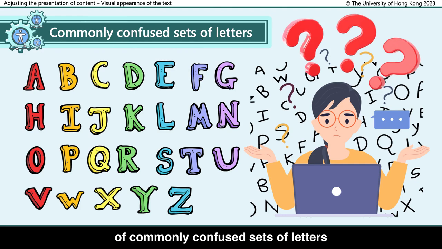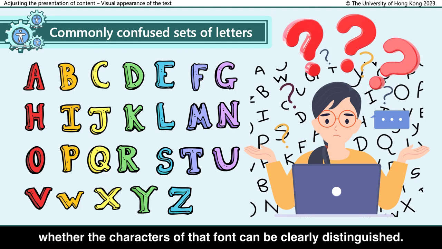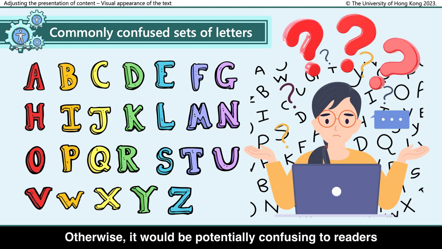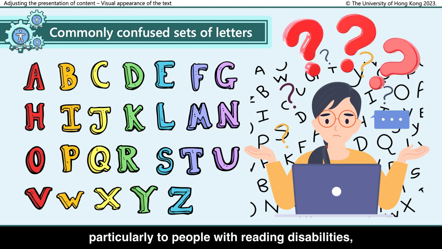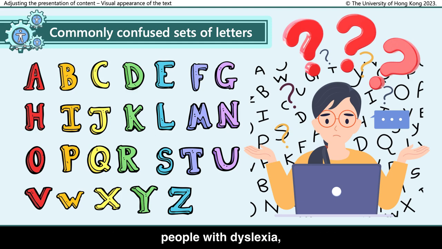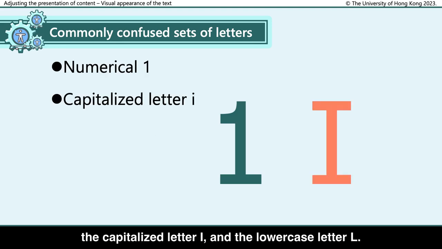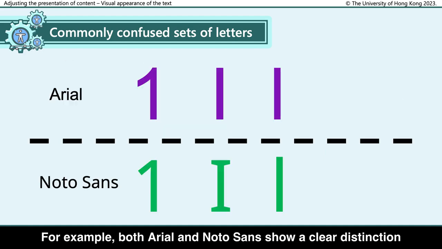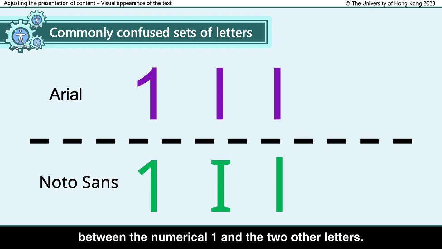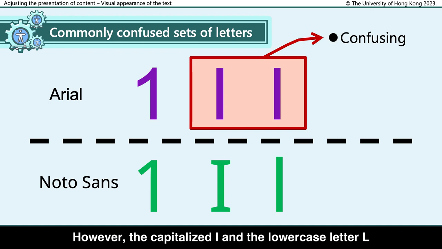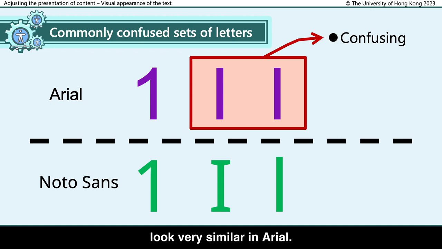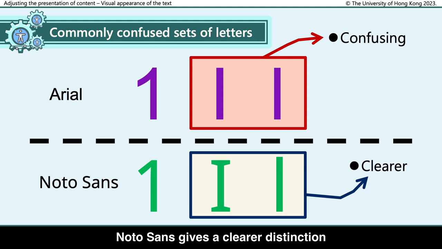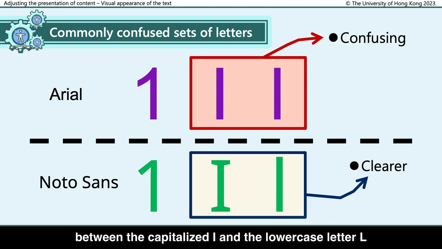Here are examples of commonly confused sets of letters that may hamper readability. When we choose a font, we may pay attention to whether the characters of that font can be clearly distinguished. Otherwise, it would be potentially confusing to readers, particularly to people with reading disabilities, people with dyslexia, and people with visual impairment. The first set is about the numerical one, the capitalized letter I, and the lowercase letter L. For example, both Arial and Noto Sans show a clear distinction between the numerical one and the two other letters. However, the capitalized I and the lowercase letter L look very similar in Arial. It can be confusing. Noto Sans gives a clearer distinction between the capitalized I and the lowercase letter L, which may facilitate readability.